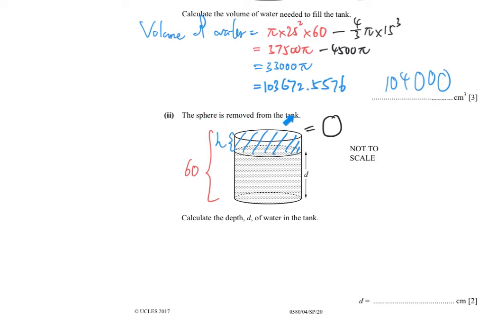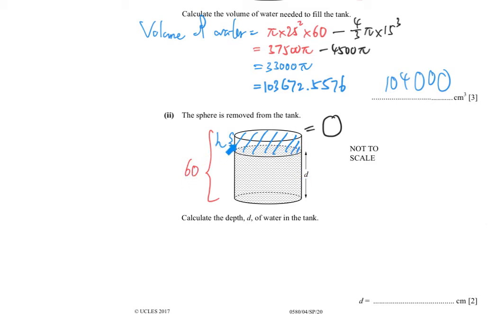So here we come to part 2. The sphere is removed. You can think about it this way: when the sphere is removed, the volume left will be equal to the sphere removed. So these two volumes must be the same. Instead of calculating the d value, I want to calculate the height of the remaining cylinder. I will call this h. I will try to find h first, because h plus d is equal to 60. If I can find h, I can just use 60 minus h to get d.